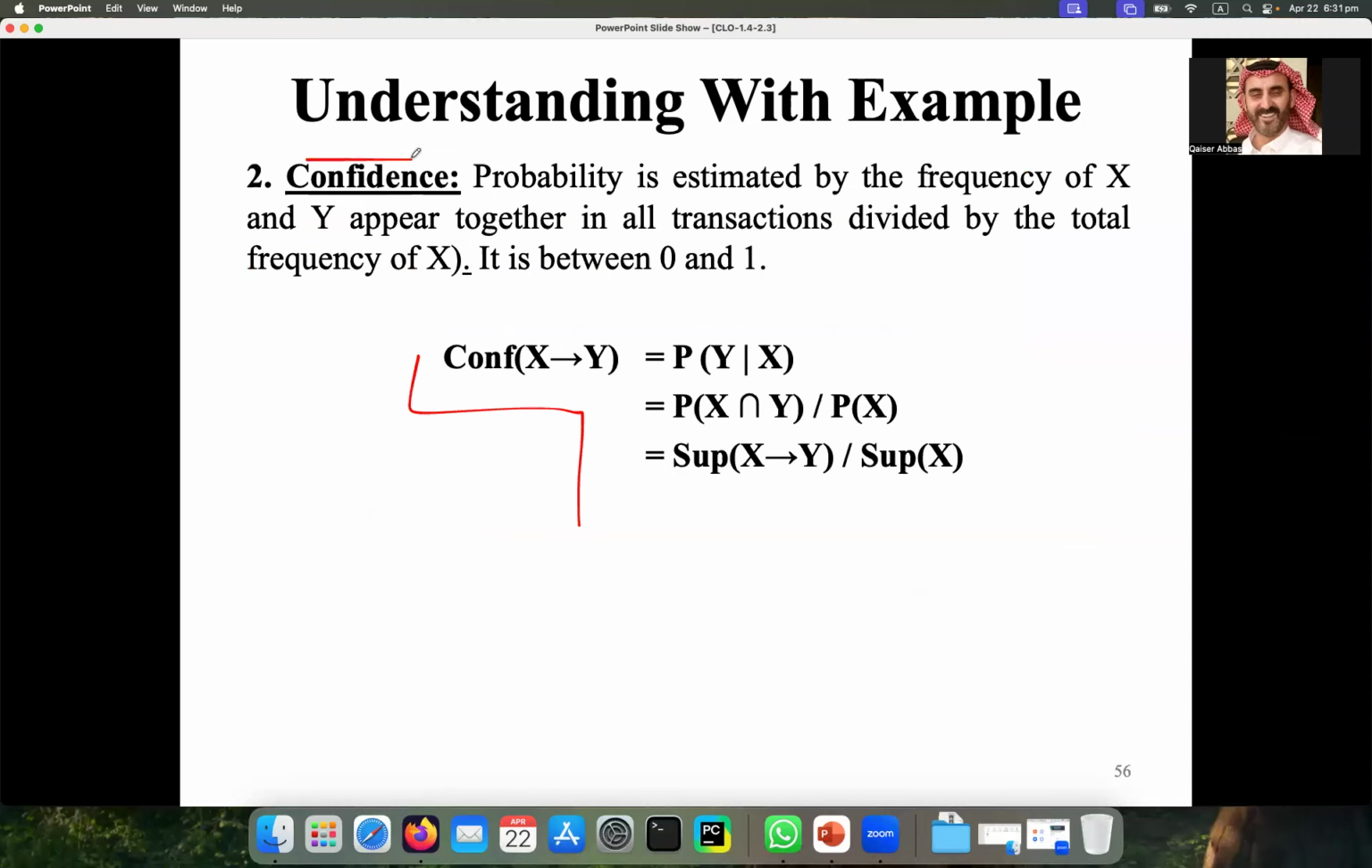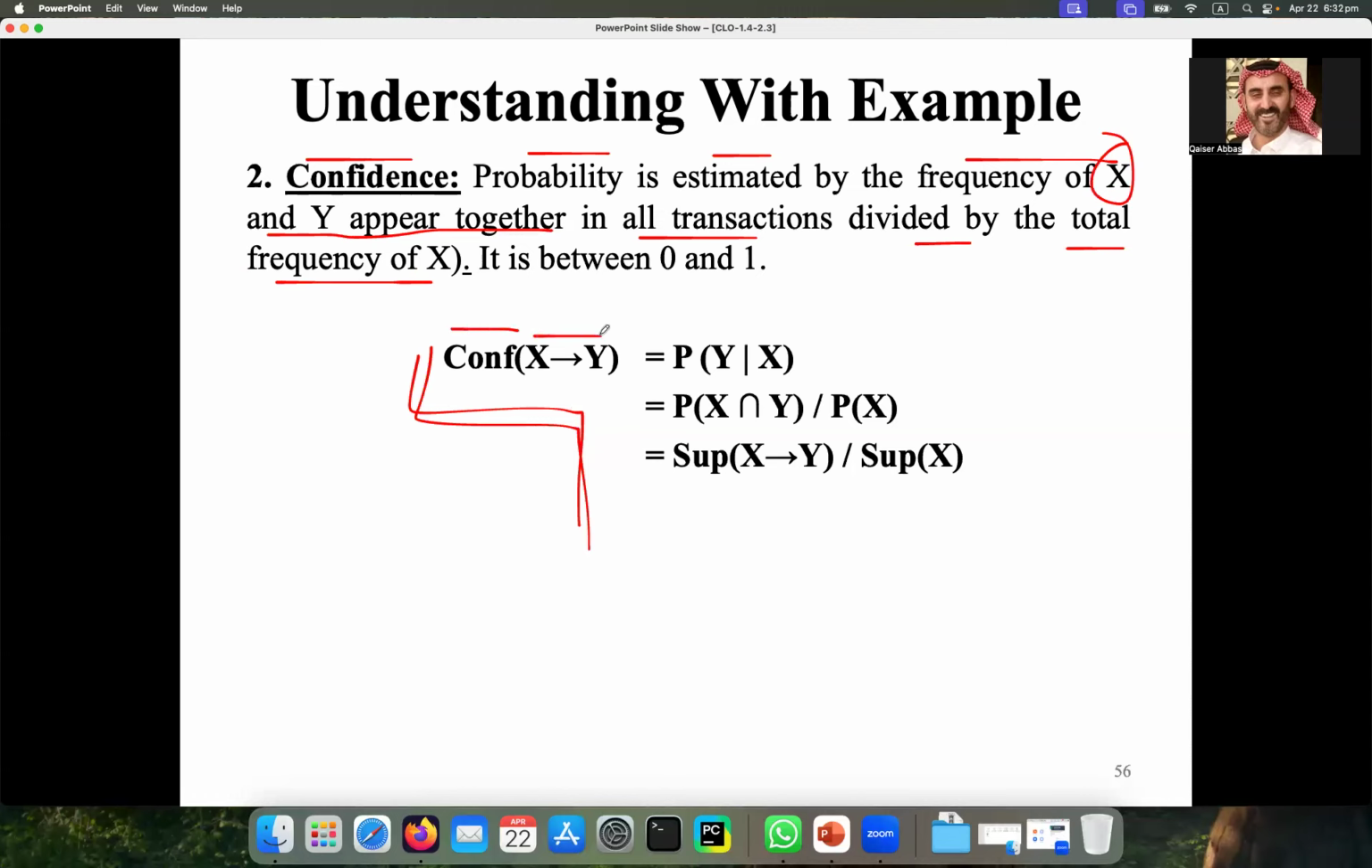So then what is confidence? It is again a probability value, and we can calculate it by the frequency of x and y appearing together in all the transactions, divided by the total frequency of x. This is written in sentence form. Now look at the equation and you will understand.